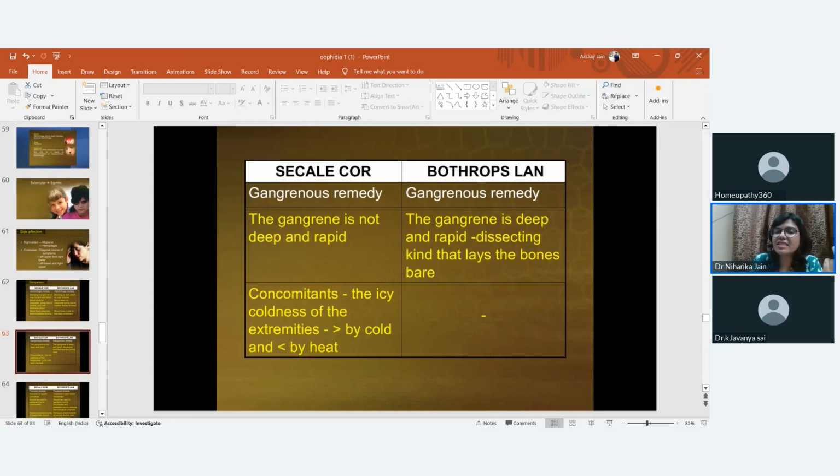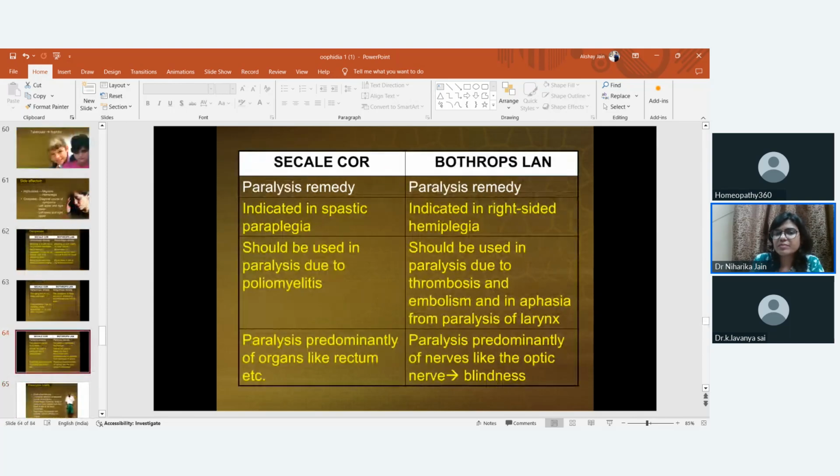Gangrenous remedy, both are gangrenous remedies. The Secale gangrene is not deep and rapid, but Bothrops has deep and rapid dissection, laying bare the bones of the body. Concomitant: icy coldness of the extremities, ameliorated by cold and aggravated by heat. Both are paralysis remedies. But Secale is for spastic paraplegia and Bothrops is for right-sided hemiplegia. Secale you can use where the paralysis is due to poliomyelitis, but Bothrops is used for paralysis due to thrombosis and embolism, and aphasia from paralysis of the larynx.